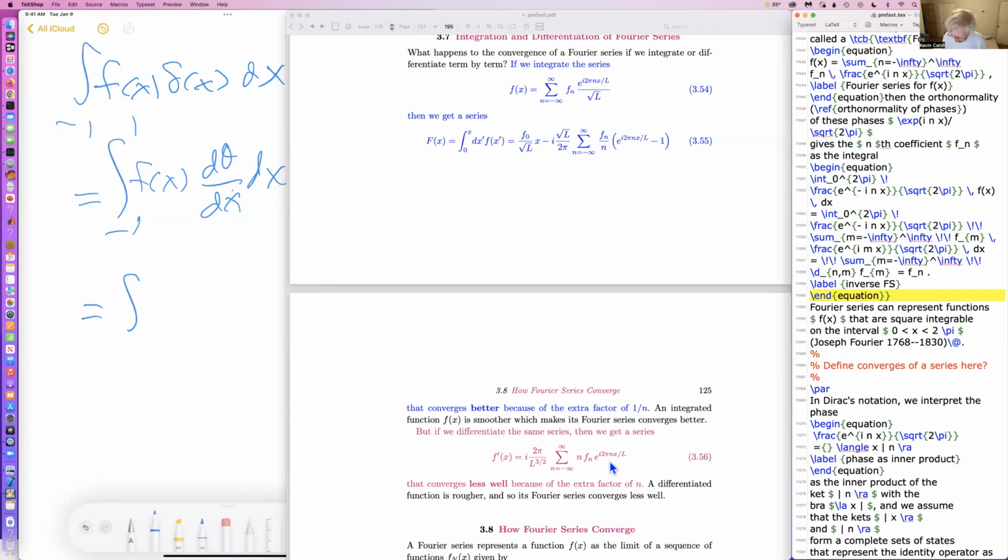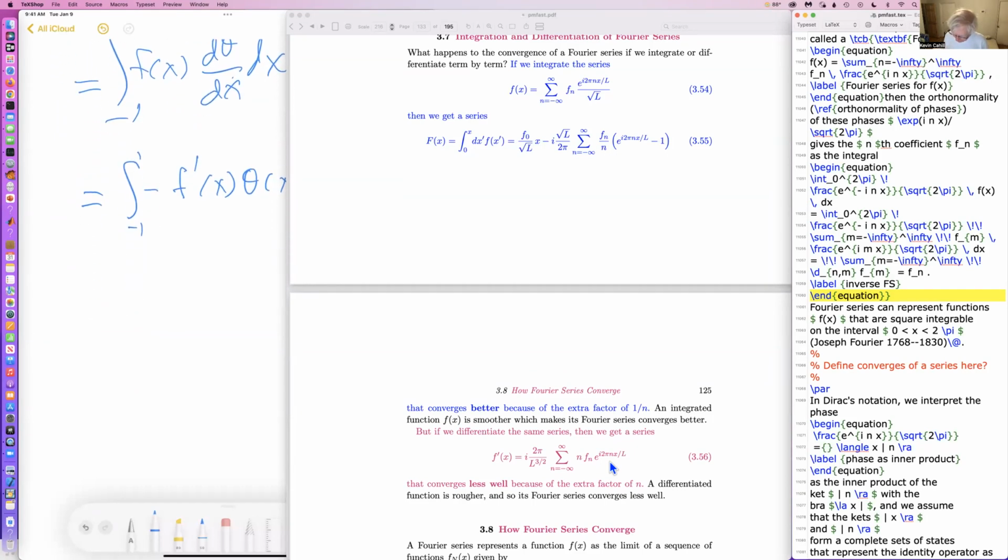Is this going to work out at all? We're going to get minus, whoops. All right, hold on. I've got to get rid of these. We've got an integral from minus 1 to 1 of minus f prime of x theta of x dx. And so theta only works from 0. So this is for the integral from 0 to 1 of minus f prime of x dx.